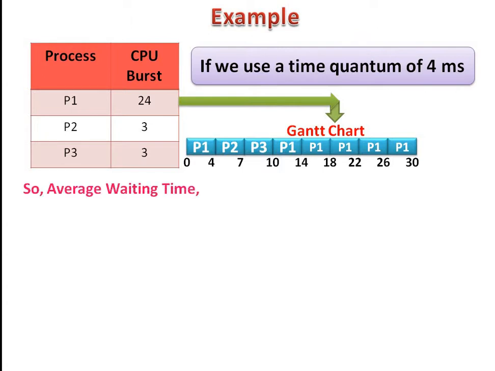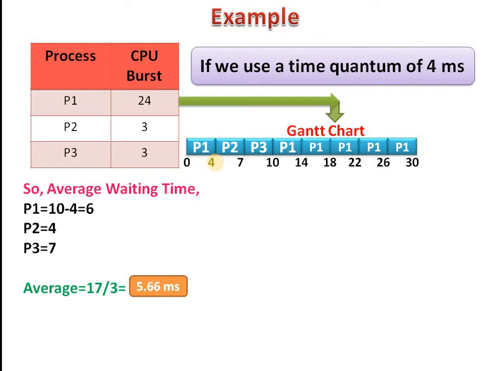So let's calculate the waiting time. P1 total waiting time is 10, and its previously executed time is 4, so minus 4, it's 6. P2 it's 4 milliseconds and P3 it's 7 milliseconds. Take the average of that: 6 plus 4 plus 7 divided by 3, it's 17 divided by 3, it's 5.66 milliseconds.